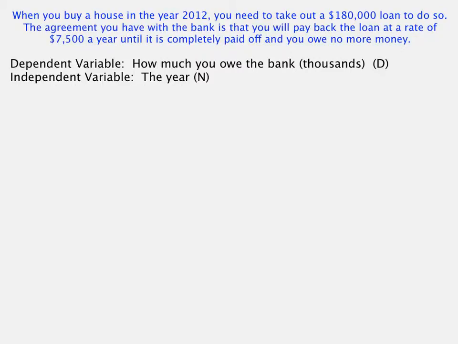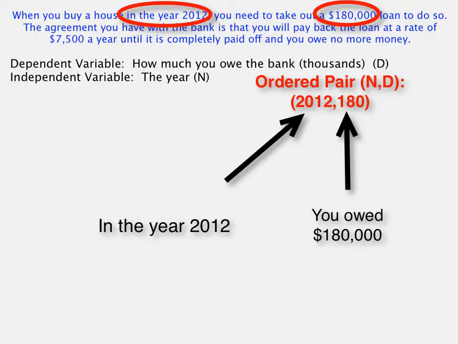Well, I claim that we have one piece of data about a year and how much money you owe in that year. My claim is that in 2012, you owe $180,000. So my claim is that we have one ordered pair of information, namely 2012, 180.